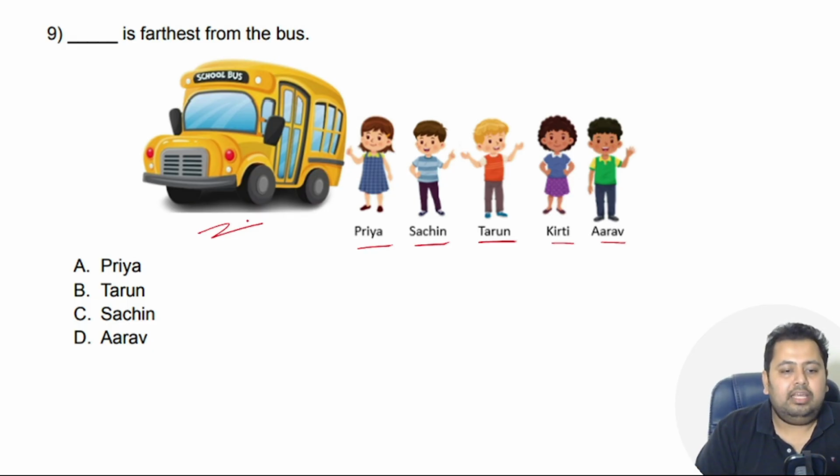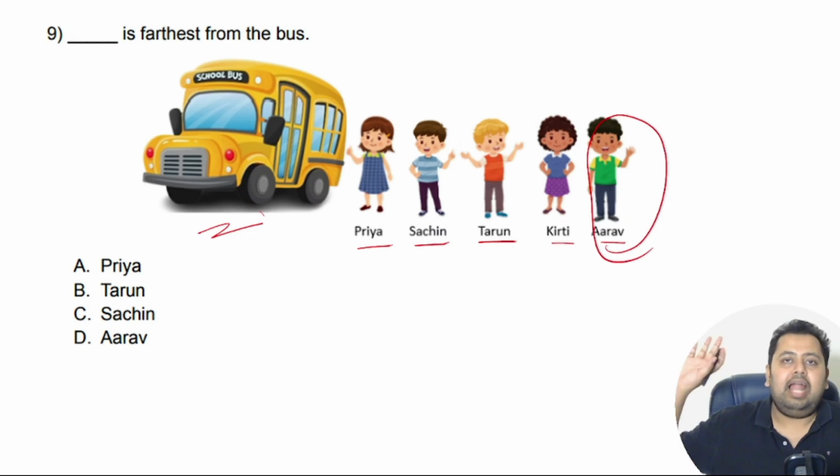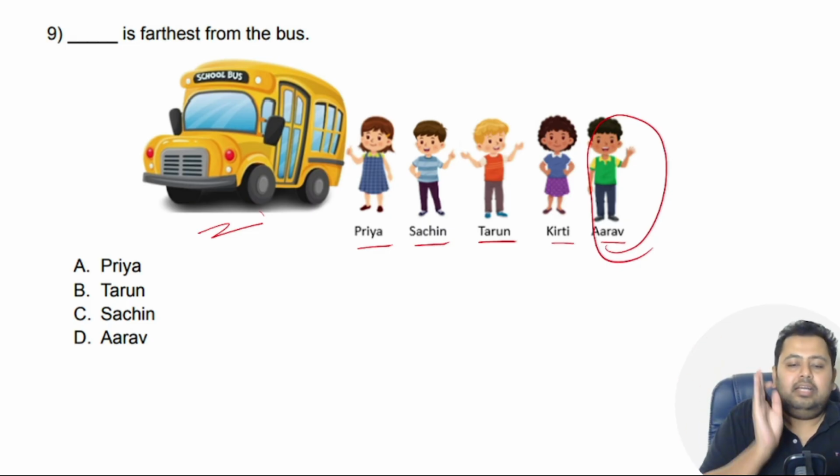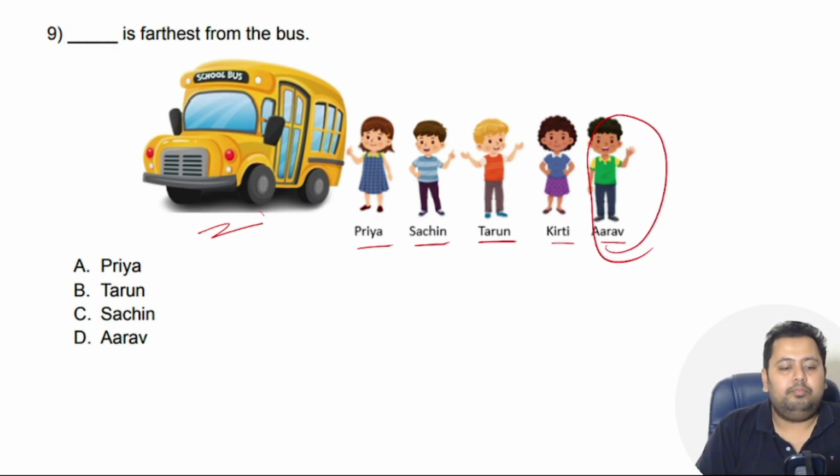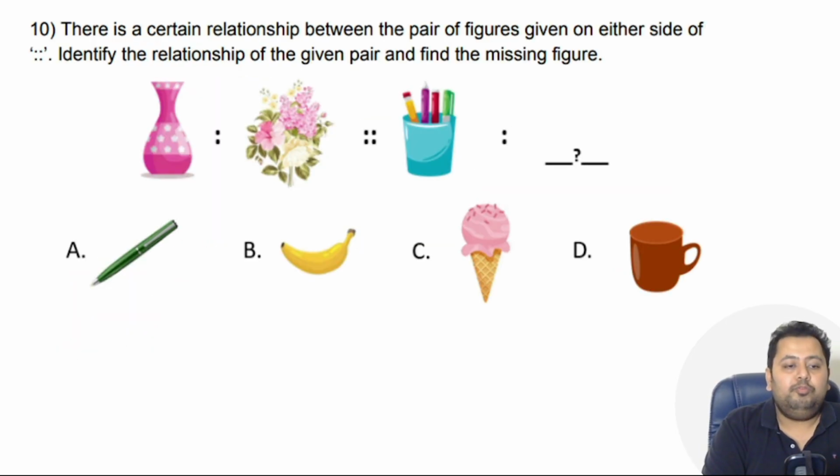So if you see here, Arav is the farthest. He is at a higher distance than the other kids, that is Kirti, Tarun, Sachin and Priya. So that is why Arav is the correct answer. Option number D is correct. Hope you got it right. Now we move to question number 10. That is the last question of logical reasoning section.